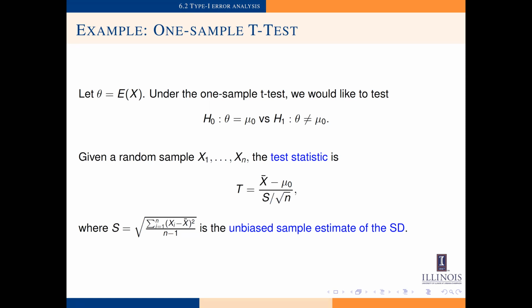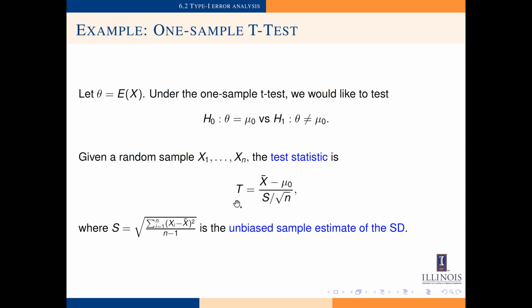Given a random sample x1 all the way up to xn, the t-test test statistic is given by t equal to the sample mean minus mu0, divided by the estimated standard deviation s divided by the square root of n, our sample size. Here, s is equal to the square root of the sum of the squared deviations between each individual value and the sample mean, divided by n minus 1. And s is an unbiased sample estimate of the population standard deviation.